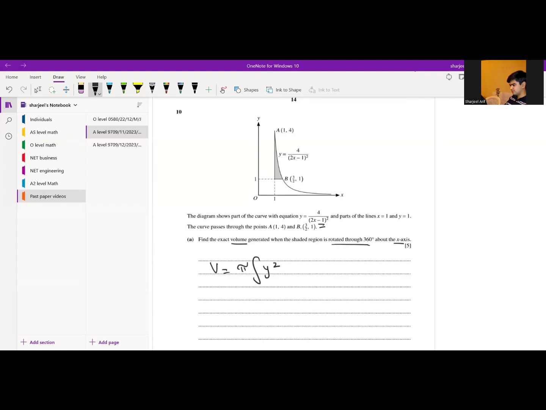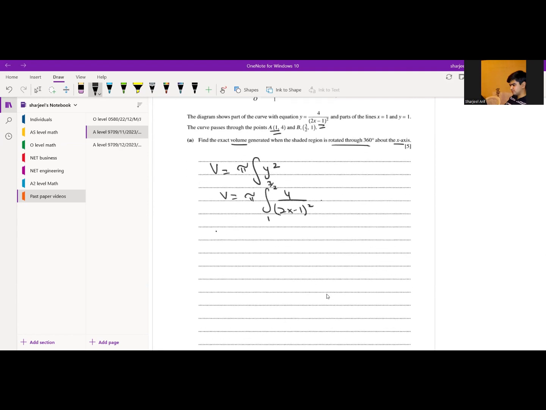We have the equation of y. Substitute here. You will get 4 over 2x minus 1 whole square. We have the 2 points where the curve passes through, A (1, 4) and B (3/2, 1). So now we are focusing on the x-axis. So we will take the x coordinates of both points. So that would be 3 by 2 and 1. Okay, now we have to integrate it, and the whole square is also there.